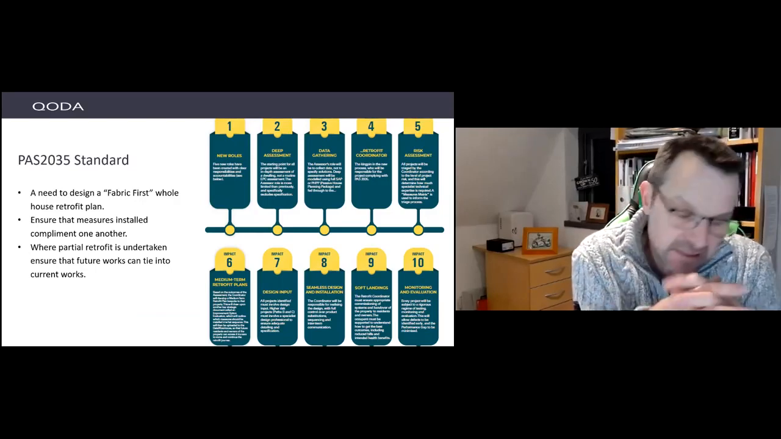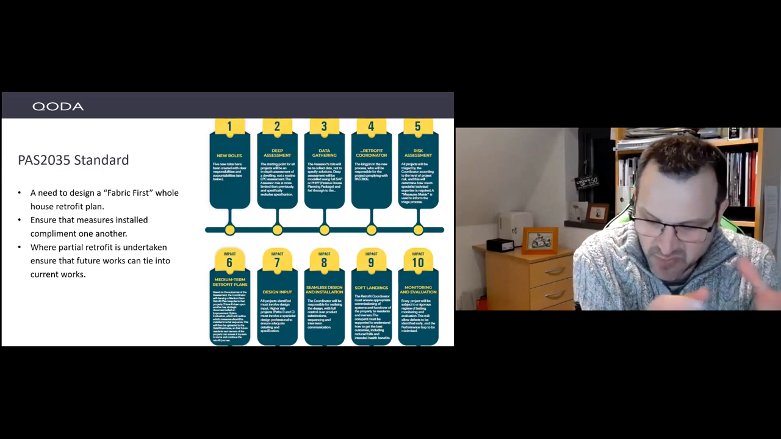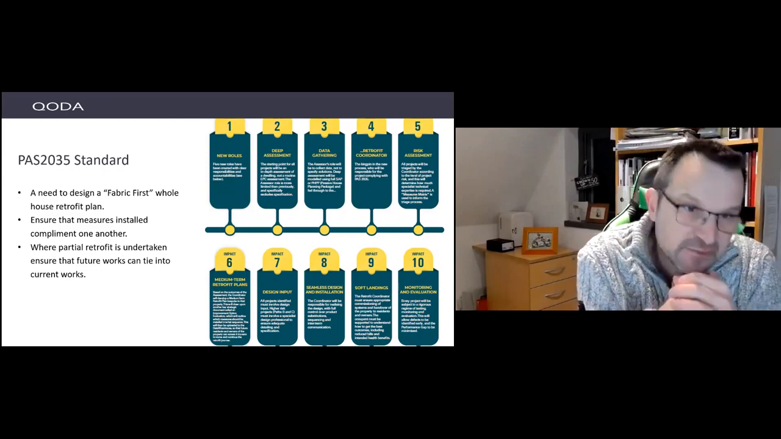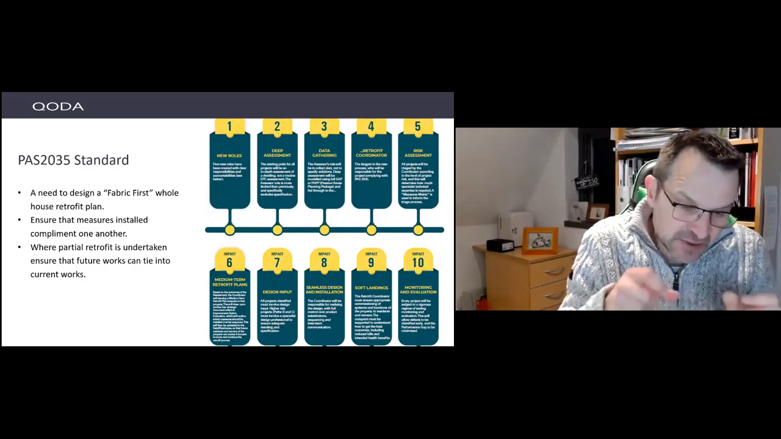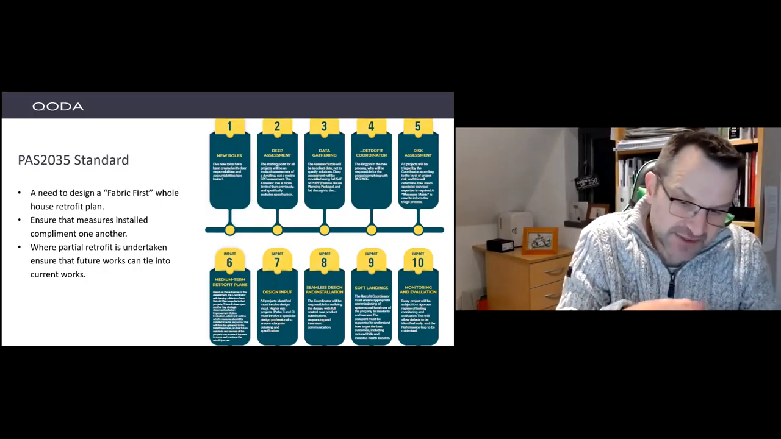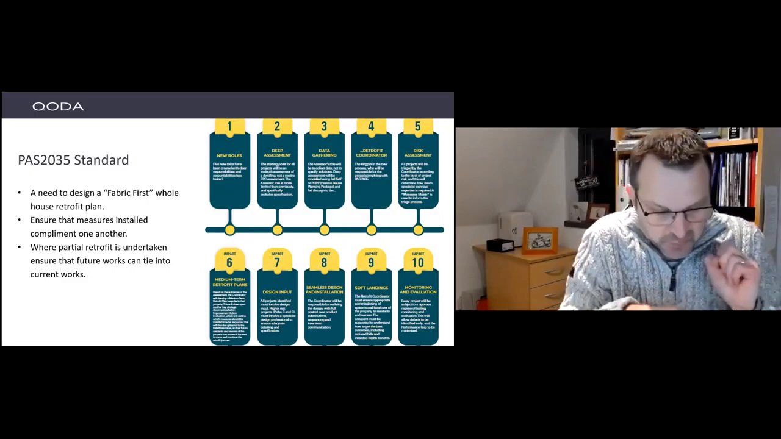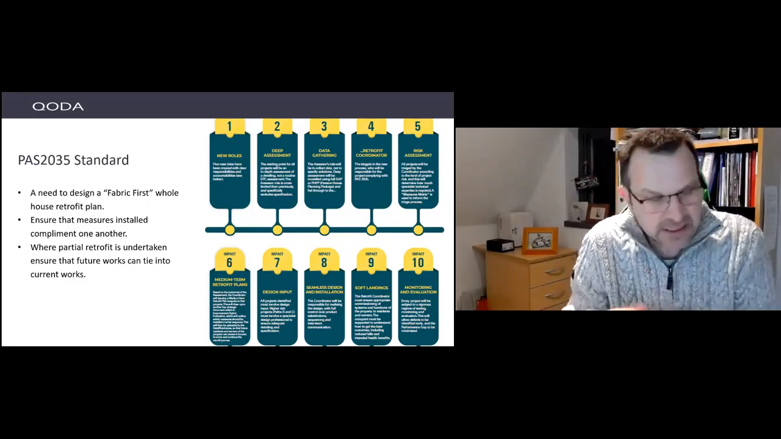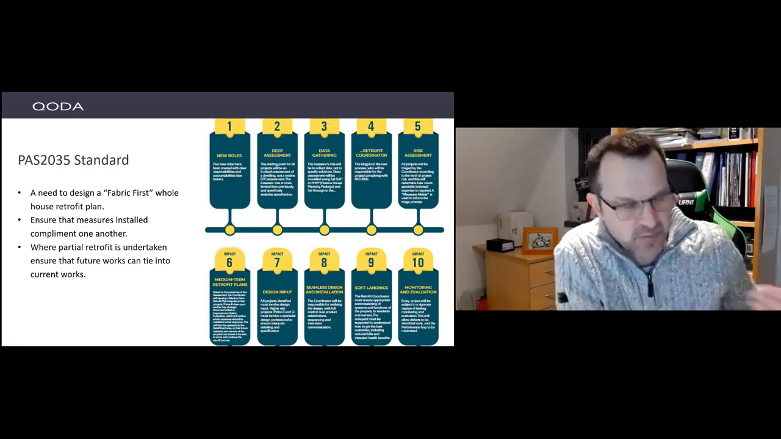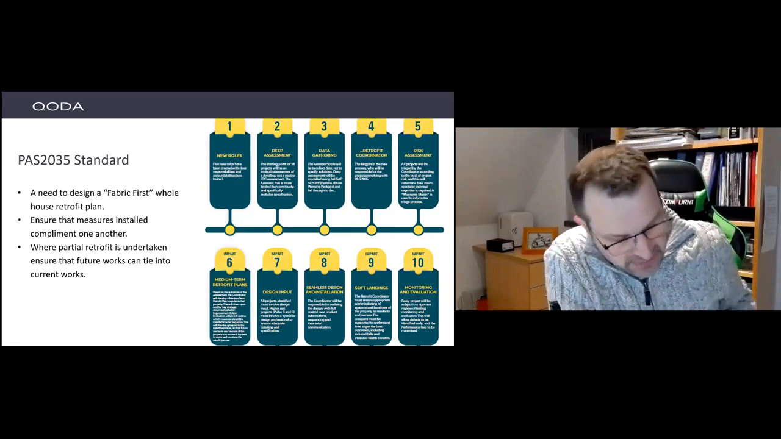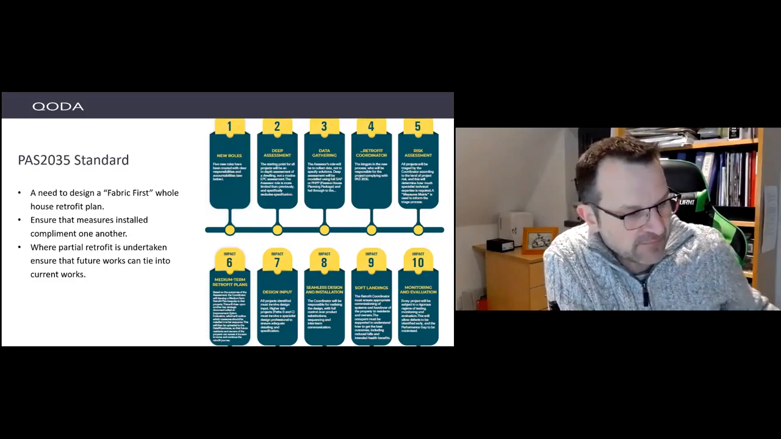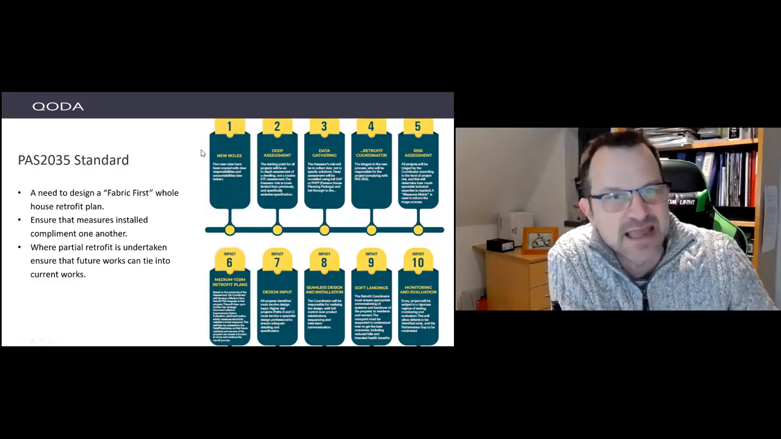So the idea is that you would pull together a plan of works that you might tackle over, say, a 10 or 20 year time frame. And the idea is that as you do one element, you leave your house in such a condition that when you do the next element, they become complementary, and you don't have to pull the first thing apart to get the second thing installed. So it's trying to think about a long-term scheme of works to give you an energy efficient home at the end.